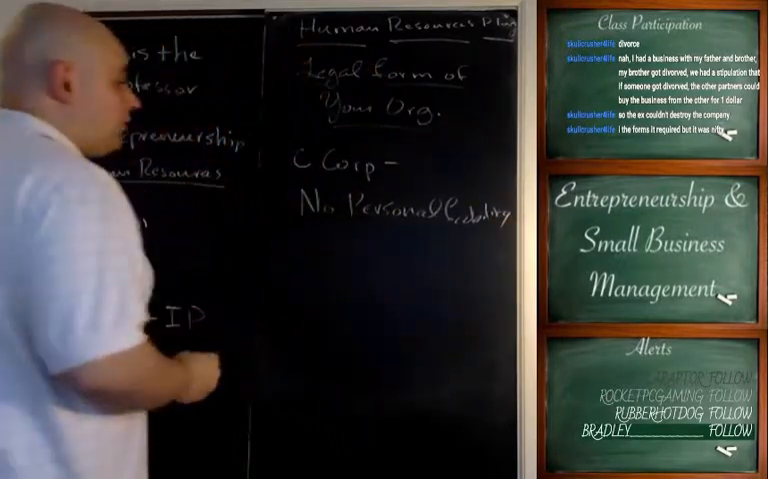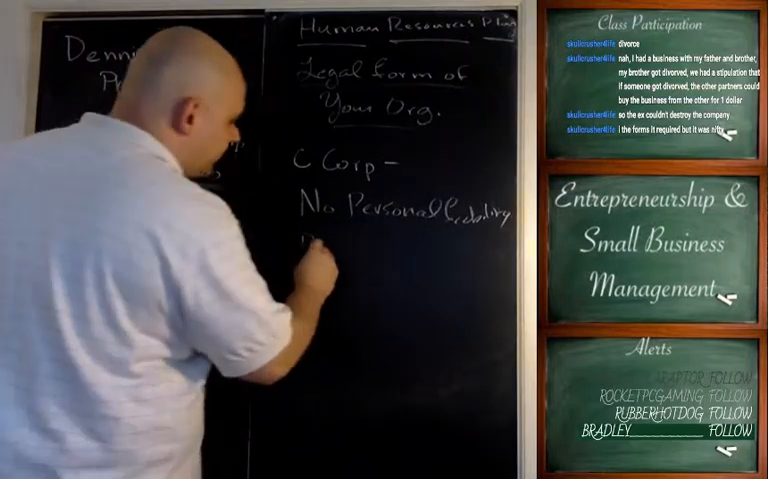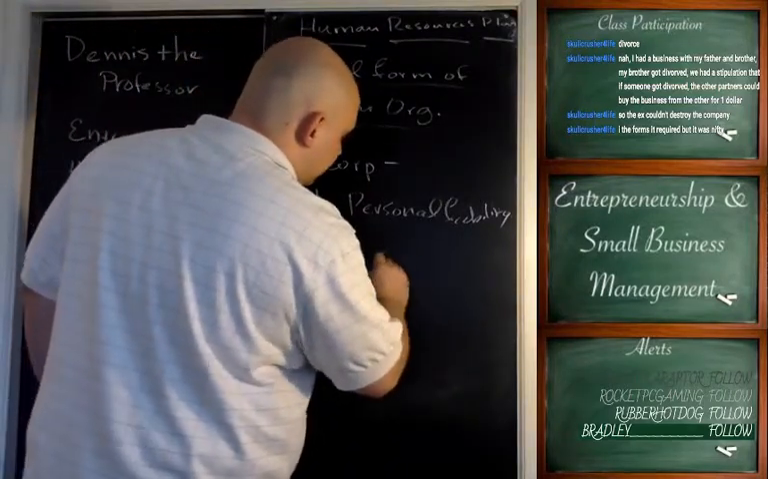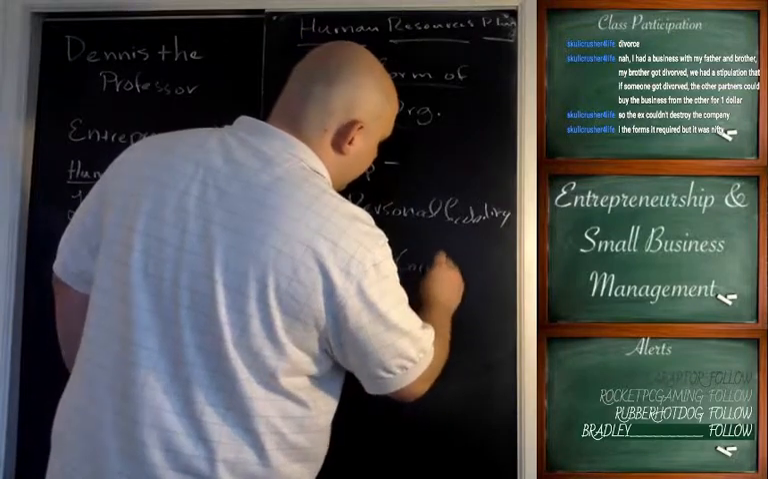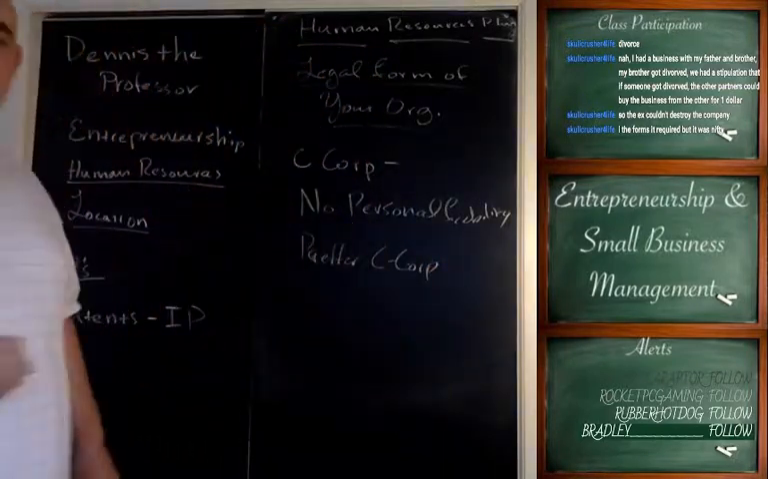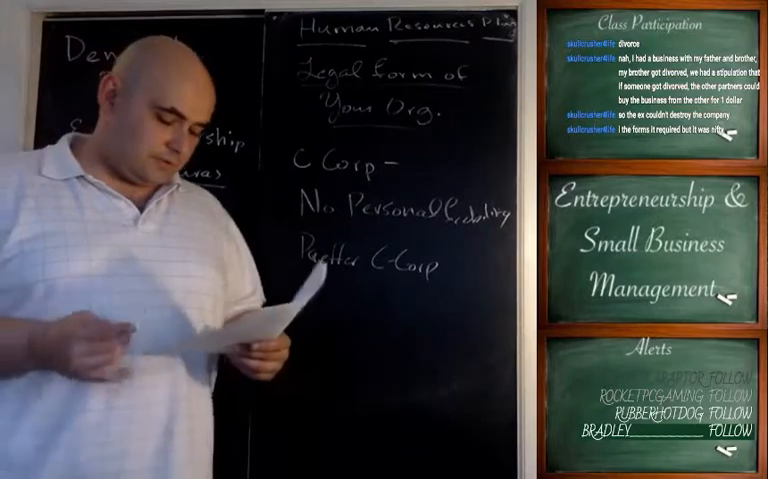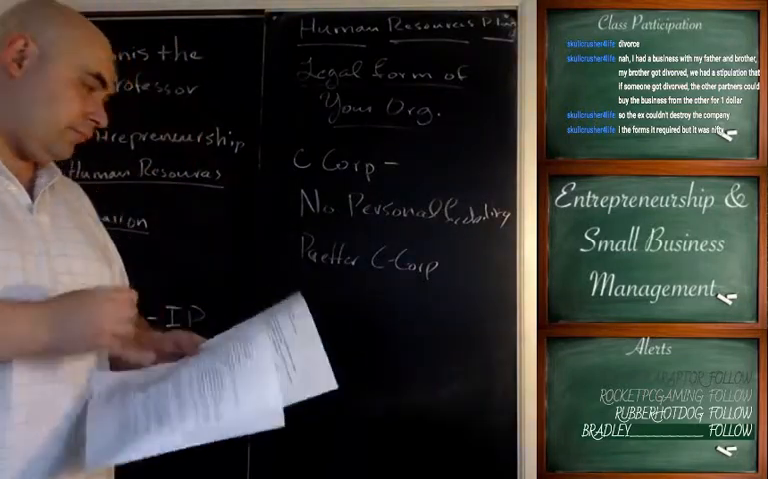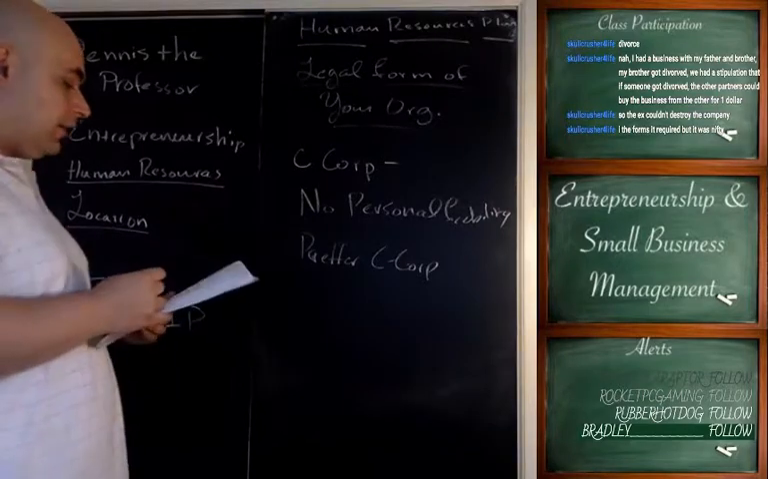It's also preferred by investors. Investors prefer a C-Corp, and the reason is that C-Corps tend to be a lot more transparent than things like LLCs. Now, there are some downsides.